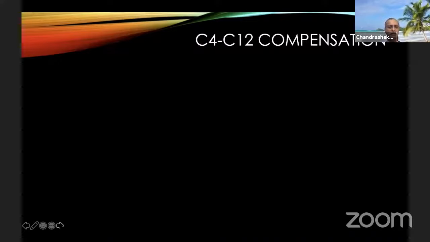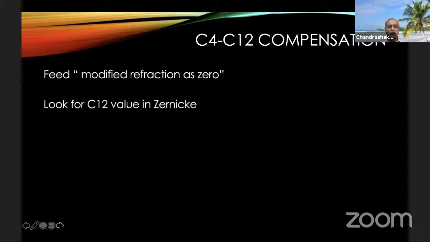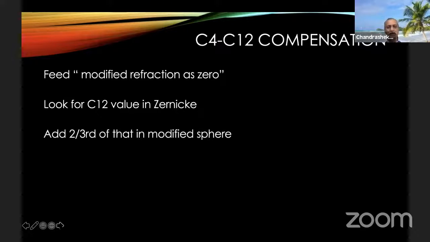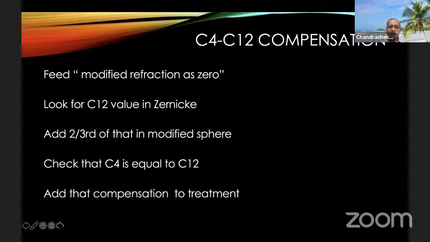Then what do you mean by C4 C12 compensation? First, you feed the modified refraction as 0. Look for the C12 value in Zernike; I will show you by means of the map. Add 2/3 of that in the modified sphere area, check that the C4 and C12 are equal, and add that compensation to the treatment.